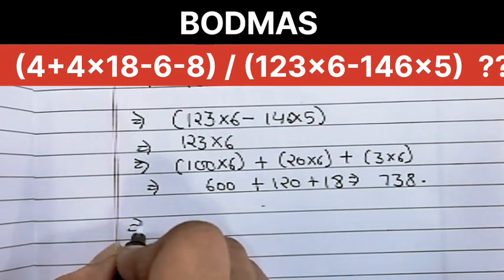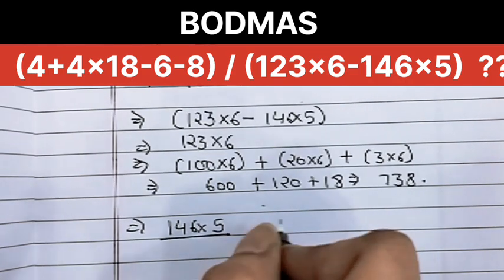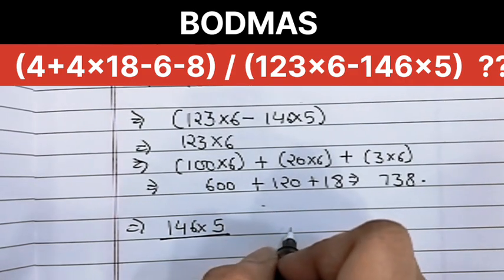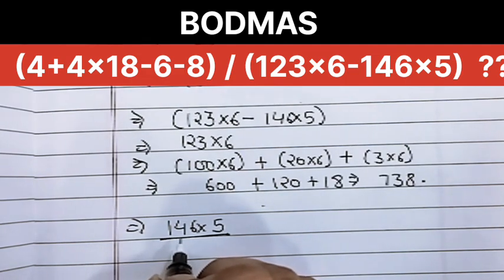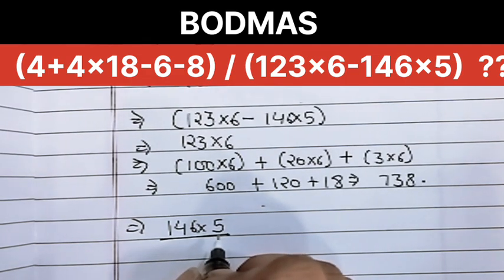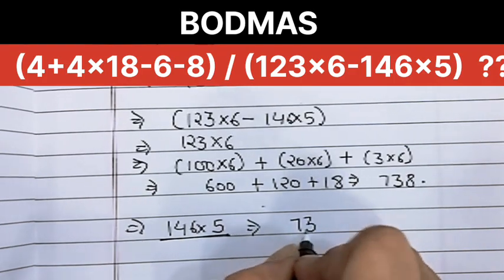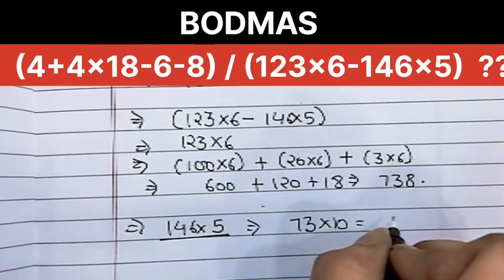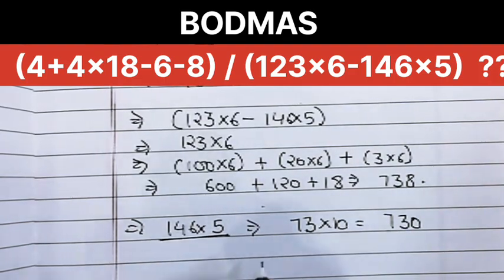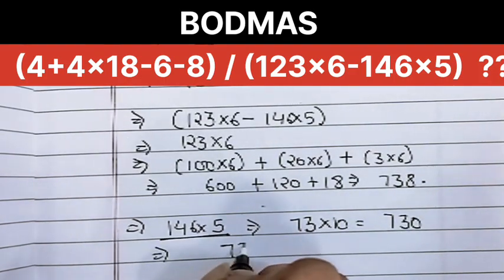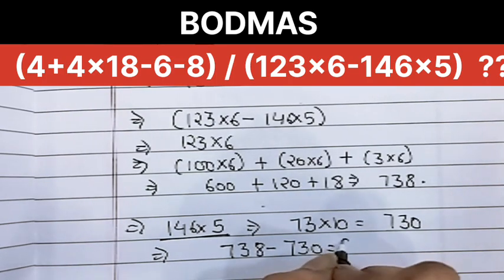Now the second multiplication is 146 multiplied by 5. Now there is a trick for multiplying by 5. To multiply by 5, simply take half of 146 and add a 0, that is, multiply by 10. So half of 146 is 73 and then multiply by 10. You will get 730. So now we subtract: 738 minus 730 equals 8.